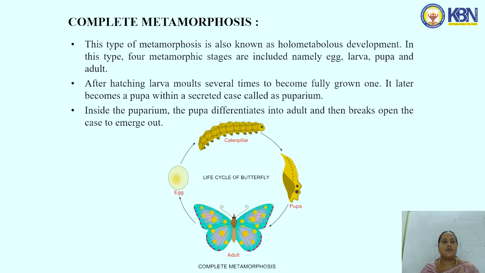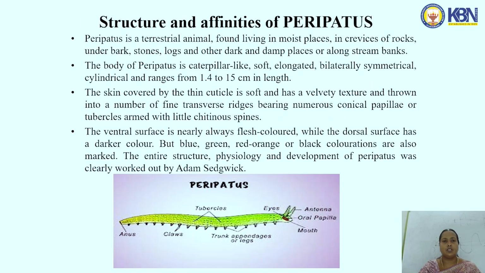Complete metamorphosis. This type of metamorphosis is also known as holometabolous development. In this type, four metamorphic stages are included, namely egg, larva, pupa and adult. After hatching, the larva molts several times to become fully grown. It later becomes a pupa within a secreted case called a puparium. Inside the puparium, the pupa differentiates into an adult and then breaks open the case to emerge.